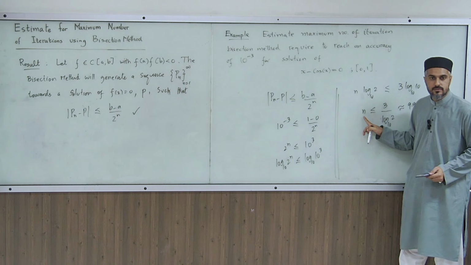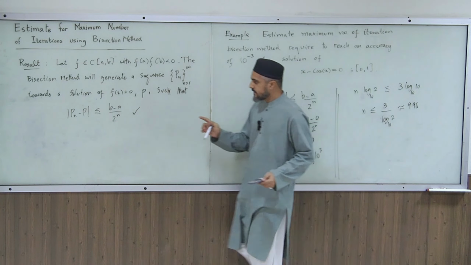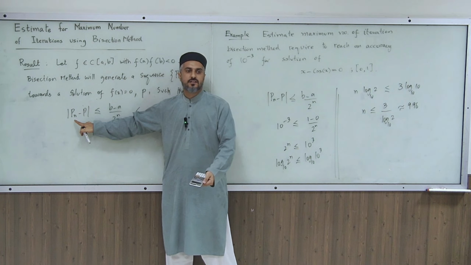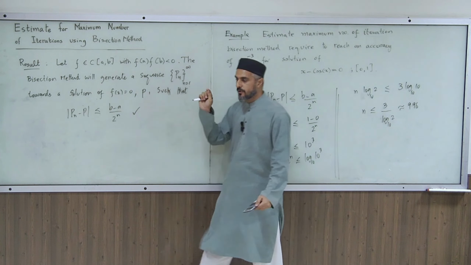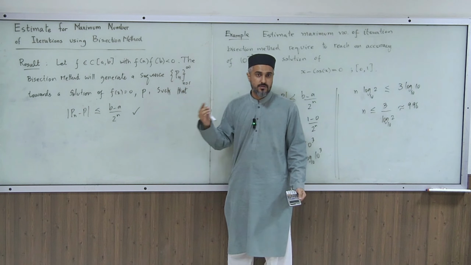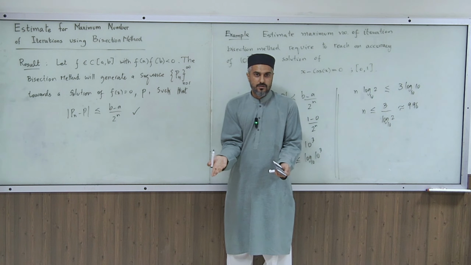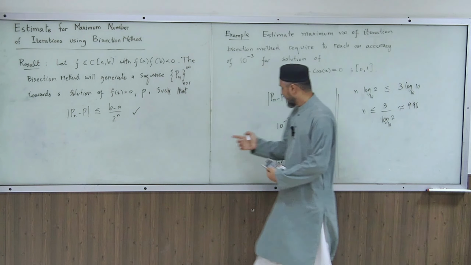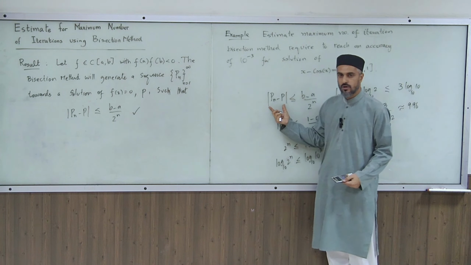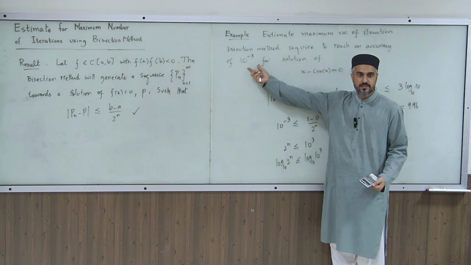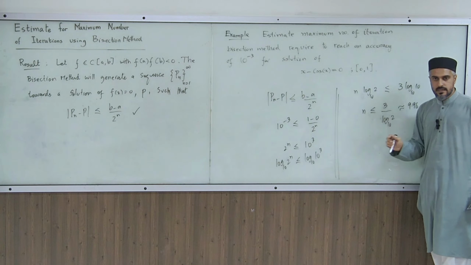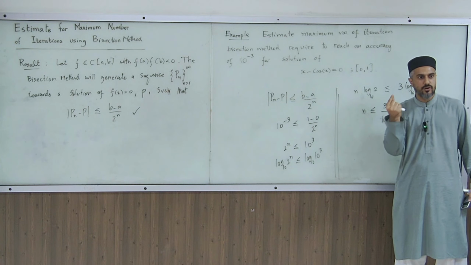This n is a number which represents how many times we have run the bisection method. This n is the point where I have to stop that sequence, because I have to use finitely many terms. I have to stop the working of the bisection method until I reach the accuracy of 10 to the power minus 3, or whatever is mentioned in the particular problem. So n is the number of iterations that I have to run.